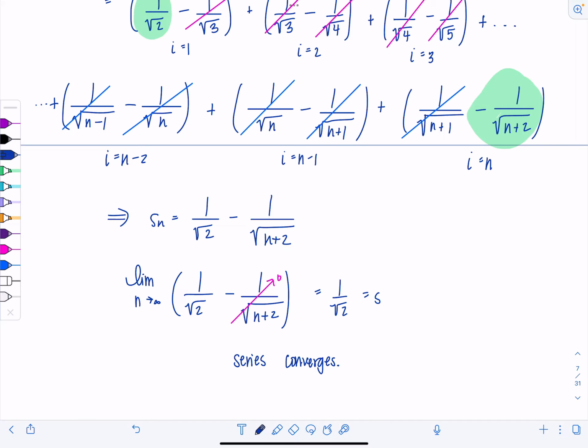Usually when you apply one of the tests that you learn later in the unit, you have to say which test you used, okay? In this case, it's just the definition, but check with your instructor what they want, okay?